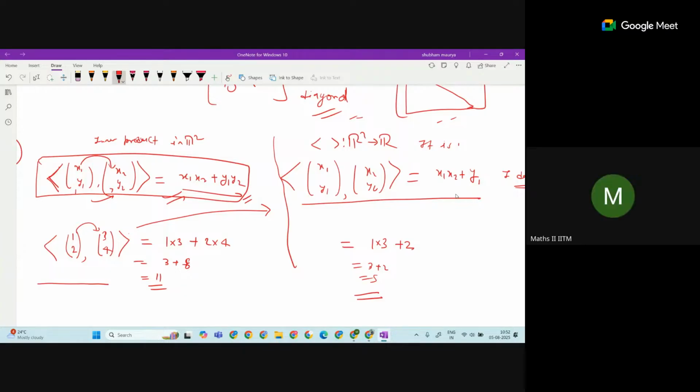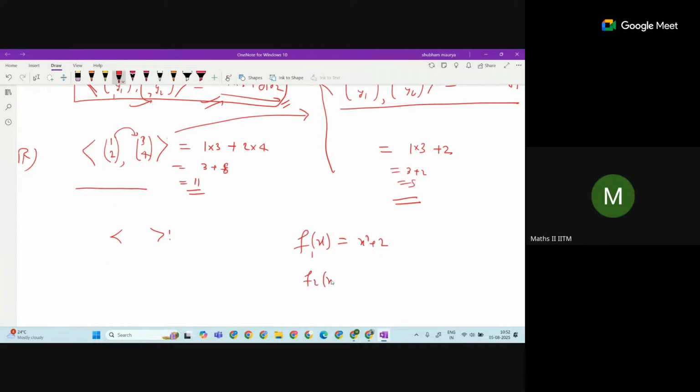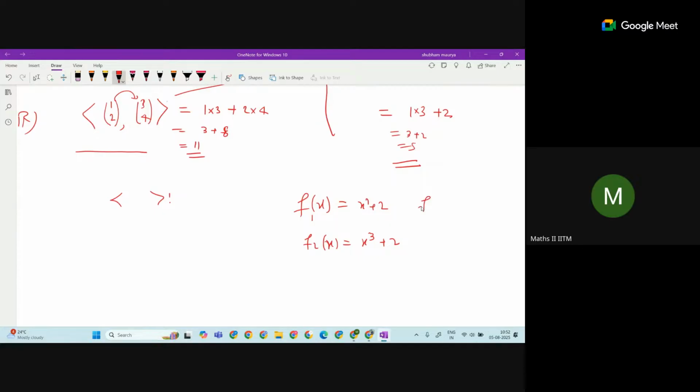So I mean to say this kind of notation also works like a function. As you know, I define the function f1 of x is equal to x square plus 2. Now I define f2 of x is equal to x cube plus 2. If I say find the f1 value of 1, you will say 1 square plus 2, which is 3. Here I said find the f2 value of 1. You will say 1 cube plus 2, which is again 3.